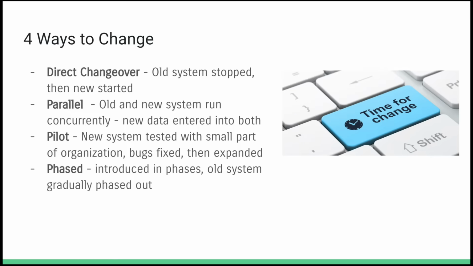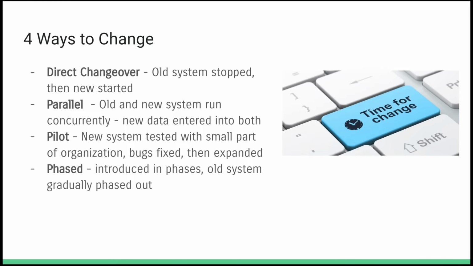Now, when you're switching from one piece of software to another, there are 4 general ways to make that switch, and you need to know all of these, as well as the advantages and disadvantages. The first is the direct changeover. So this means that you just stop running your old system and then just start your new system immediately. So you may just stop allowing teachers to use the old piece of software and then immediately have them install and use the new piece of software.